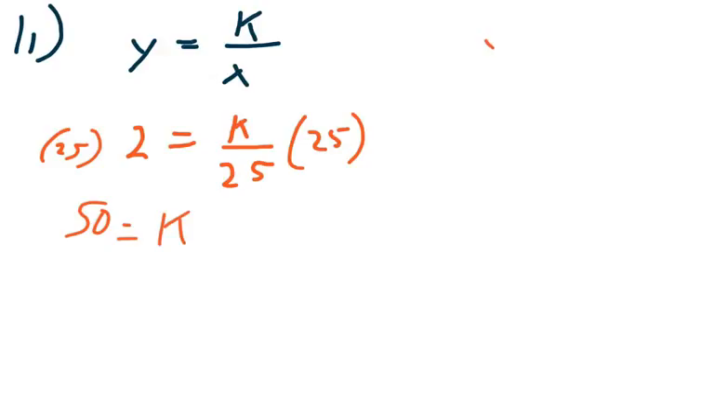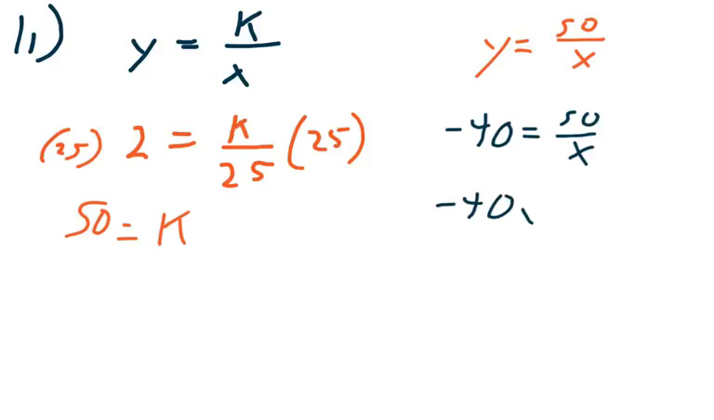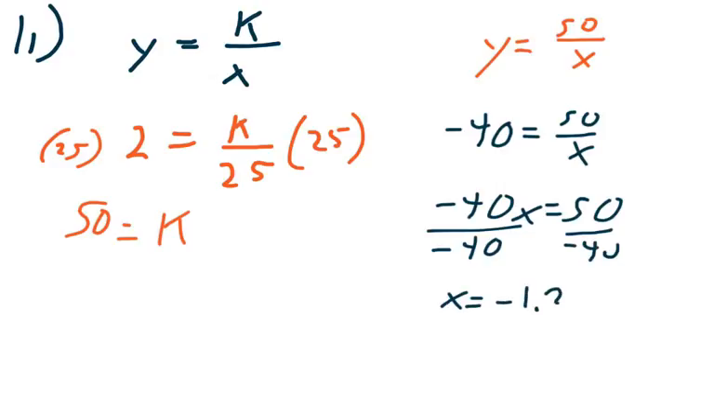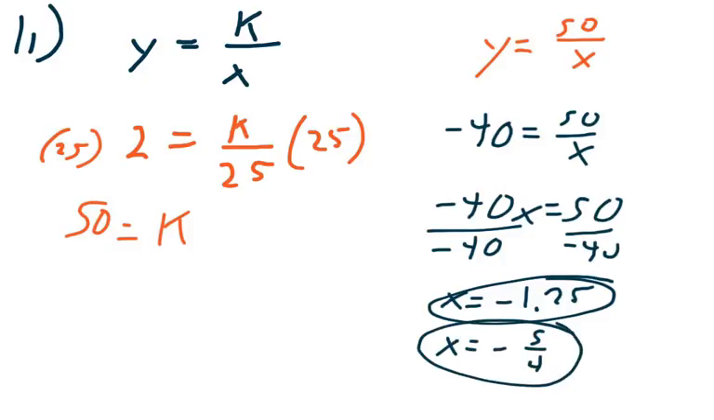Then I have y equals 50 over x. And then it says find x when y is equal to negative 40. Multiply both sides by x and divide by negative 40. And x equals negative 1.25. And that's it for problem number 11. If you need it as a fraction, you just hit math enter enter, and you get x equals negative 5/4.